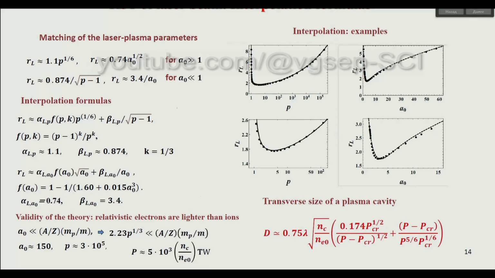So for the experimentalist, it is much more useful not to have analytical but still not so simple formulas. It's much better to have some interpolation dependencies. These are presented on this slide. We have the asymptotics for large values of laser intensity and for small values of laser intensity. Then we add the smoothing function f depending on p and k, and present the result which you can find here.